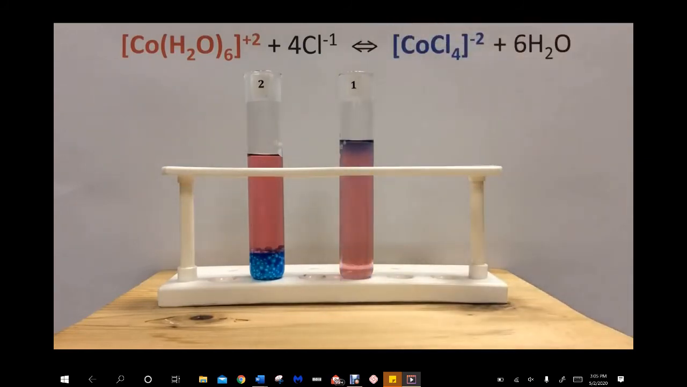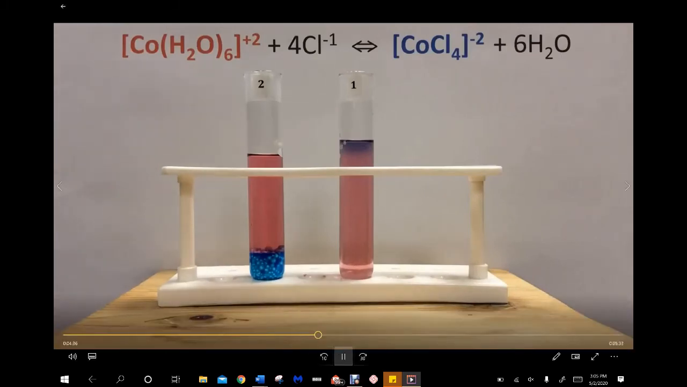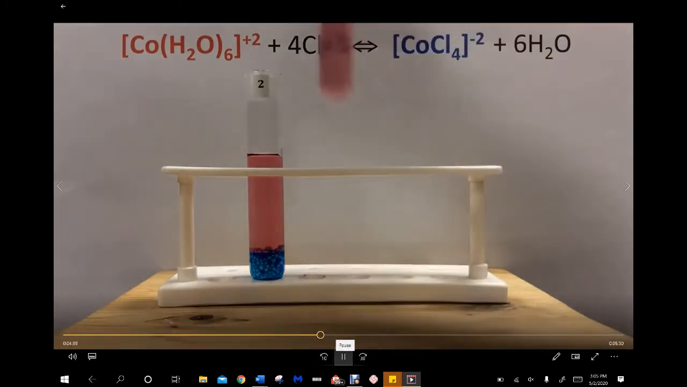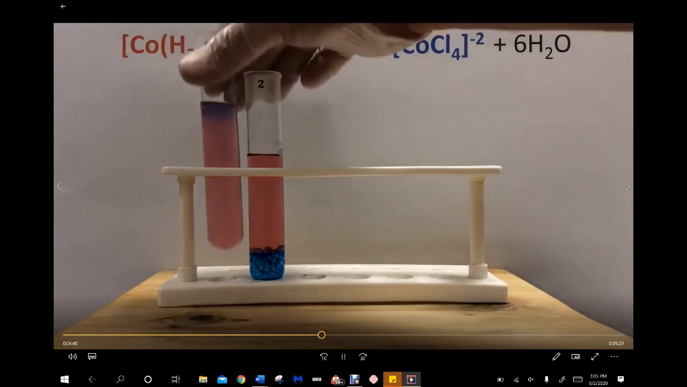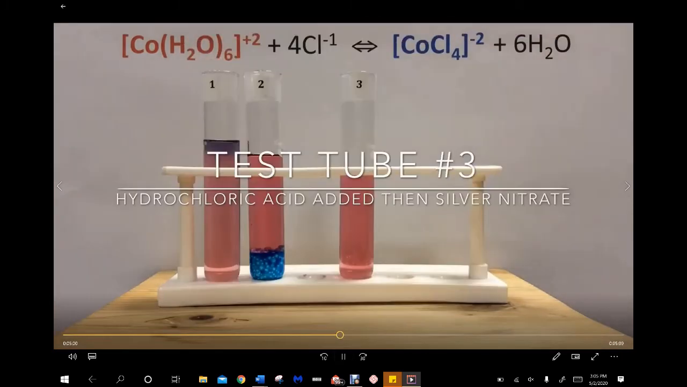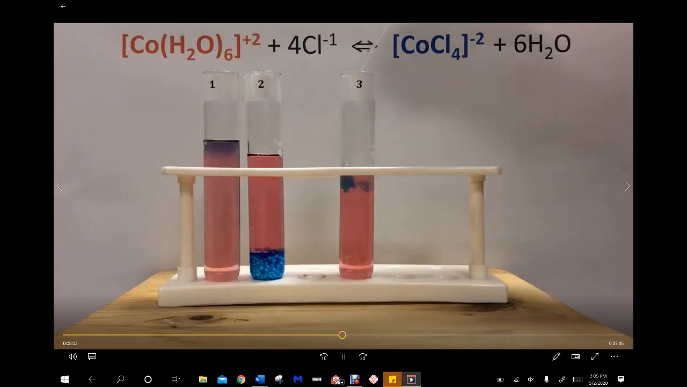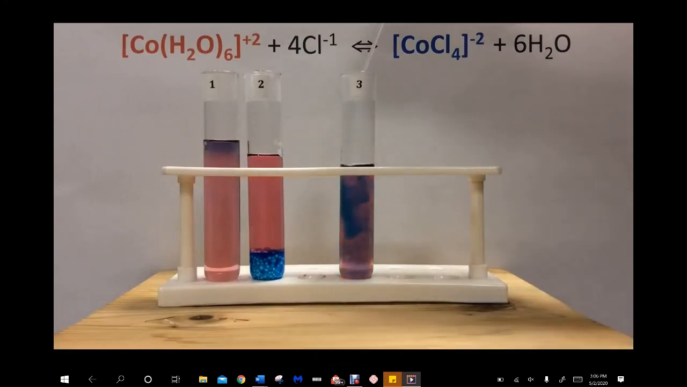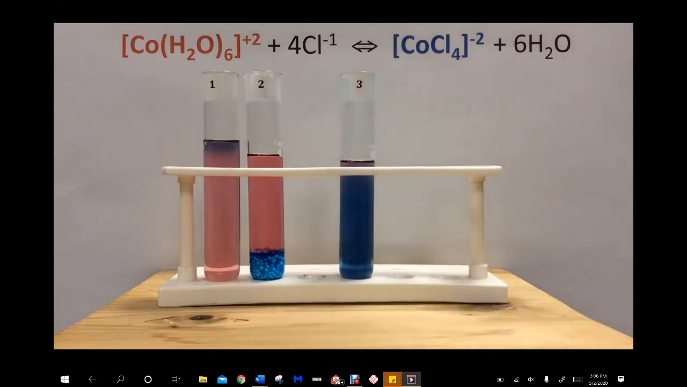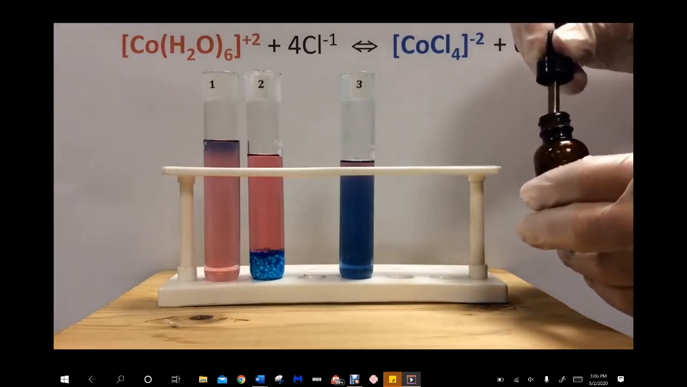All right, so one more kind of chemical test on this. So what we'll do is take another plain pink test tube. We're going to add some hydrochloric acid to turn it back to blue. Then what we're going to do is add in some silver nitrate. And so what this is going to do is it will precipitate some of the chlorine ions. So what it will do is remove some of the chlorine ions.